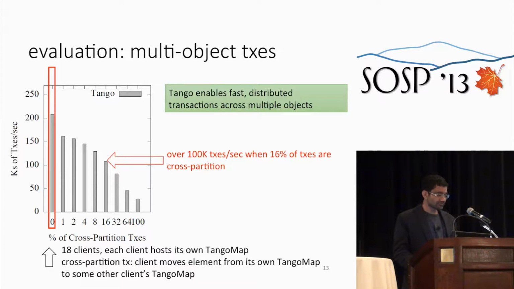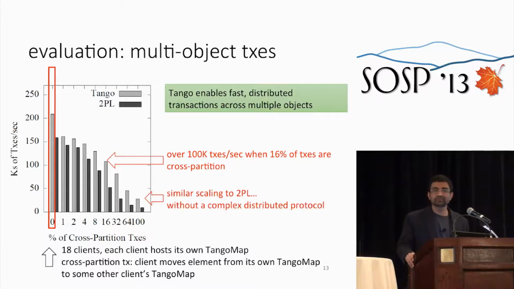And as a sanity check, we decided to just compare this against something like two-phase locking, which is a conventional distributed protocol. And we find that we get very similar scaling properties. The important point to note here is that we get these properties without suffering all the problems of a conventional distributed protocol. We don't have to worry about deadlocks, clients crashing while holding the lock, and so on.